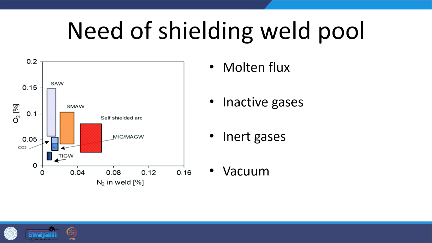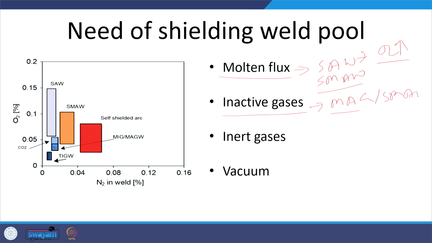So if we see, the molten flux approach is used because we use mostly oxide fluxes. So these molten fluxes in the submerged arc welding offer the higher oxygen content in the weld metal. Molten flux is used in submerged arc welding and also in shielded metal arc welding. So therefore we get the higher oxygen content. Inactive gases are used in MAG welding and also in the SMAW process, both. In SMAW the protection is very weak because the inactive gases are produced by thermal decomposition of the flux.